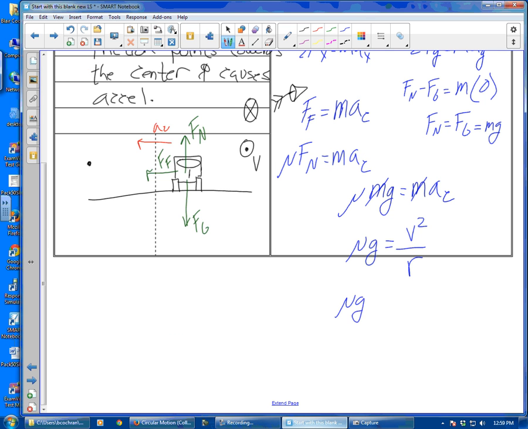So I want to get v by itself. So mu g r equals v squared. I know mu, that's my 0.8. I know g, 9.8 newtons per kilogram. And I know r for me was 65. Time to plug and use that calculator. What will be the most common mistake? Not square rooting your answer. That mu stands for the coefficient of friction. It does. Yes.